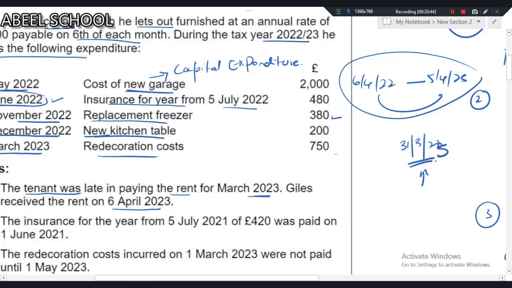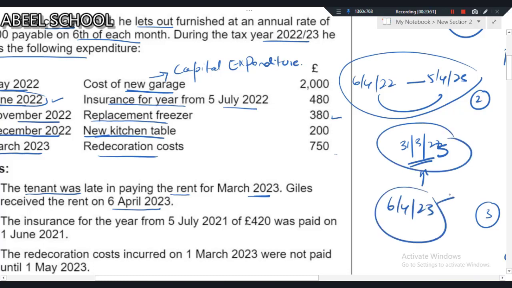He paid the March rent on 6th April 2023. Logically, instead of paying within March, he paid on 6 April 2023. Since the date 6 April 2023 does not fall in the relevant tax year for which we are solving the question, actually we are solving the question for tax year 22-23, and this rent date 6 April 23 actually falls in the tax year 23-24. That is why when we'll be solving this question on cash basis, rent only for the 11 months will be taken, not for the 12 months.